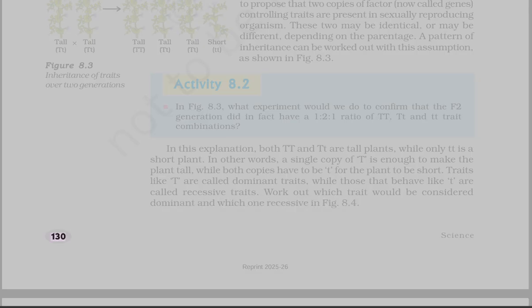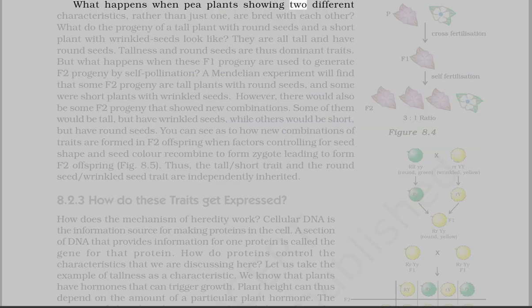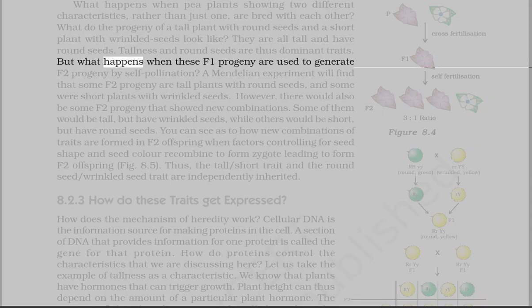What happens when pea plants showing two different characteristics, rather than just one, are bred with each other? What do the progeny of a tall plant with round seeds and a short plant with wrinkled seeds look like? They are all tall and have round seeds. Tallness and round seeds are thus dominant traits. But what happens when these F1 progeny are used to generate F2 progeny by self-pollination?